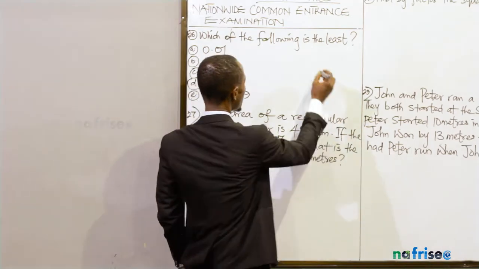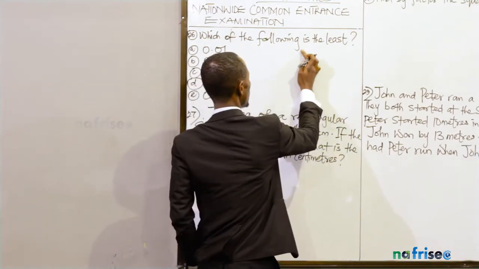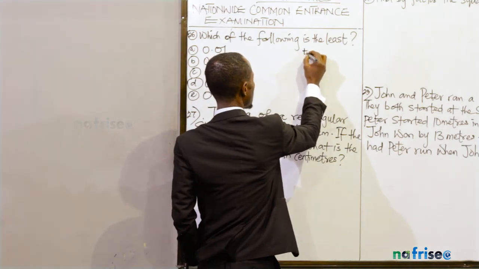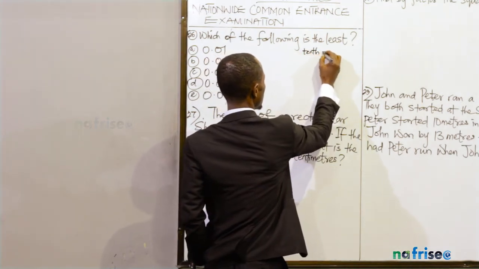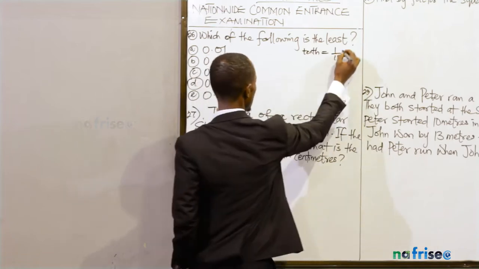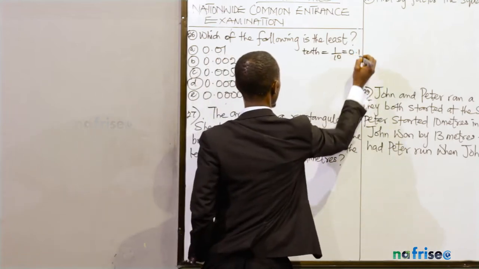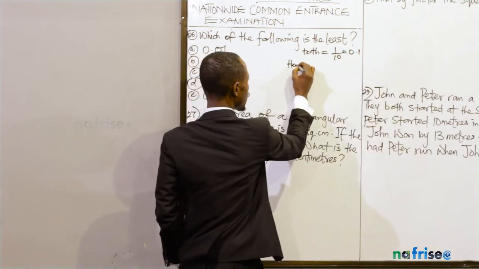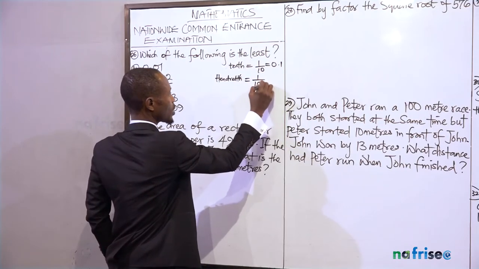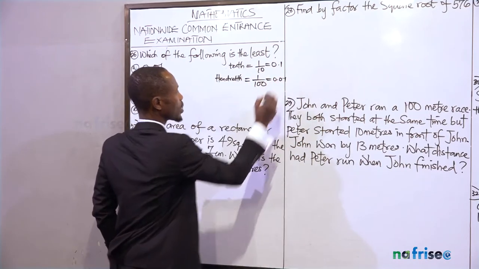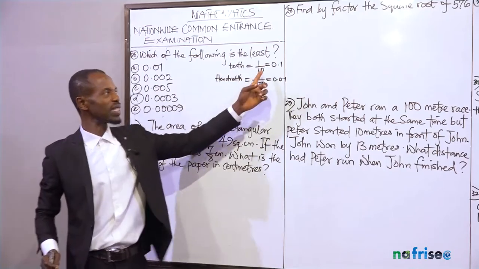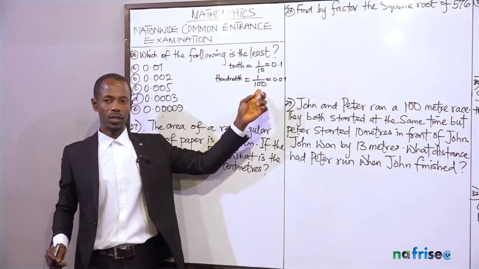The first number after the decimal place, for instance, is, have you heard of the word called tenths? This is like saying 1 over 10. And 1 over 10 is the same as 0.1. Have you heard of the word called hundredths? A hundredth is 1 all over 100, which is 0.01. So 1 over 10 is bigger than 1 over 100.